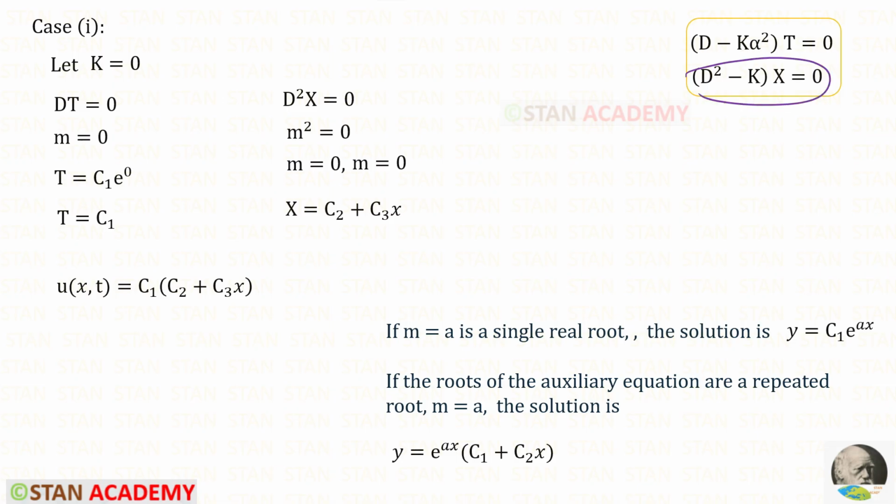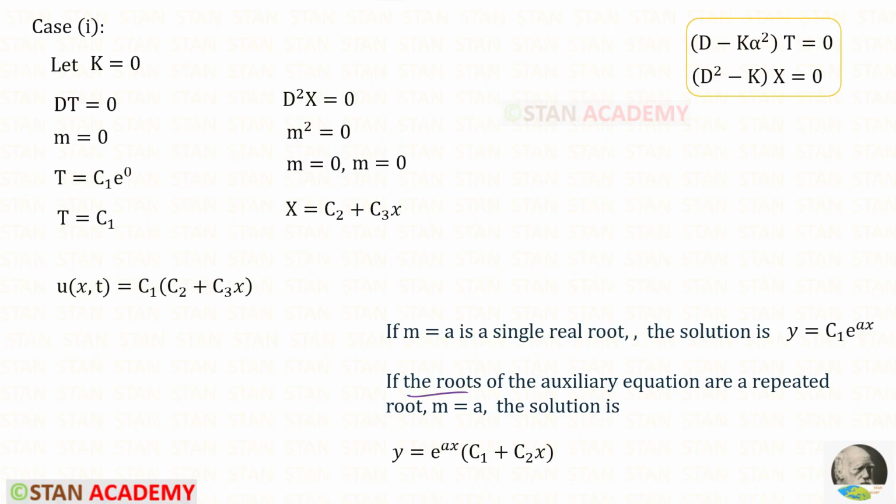Now let us take this equation. Instead of k, we have to apply 0, so that we will get this. We have to solve this equation for X. The auxiliary equation will be m² = 0. For D, we have to apply m. Since it is m², there will be two solutions: m = 0 and m = 0.